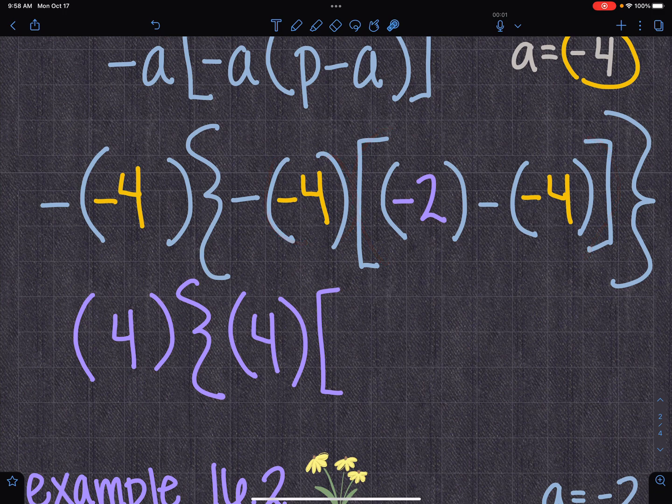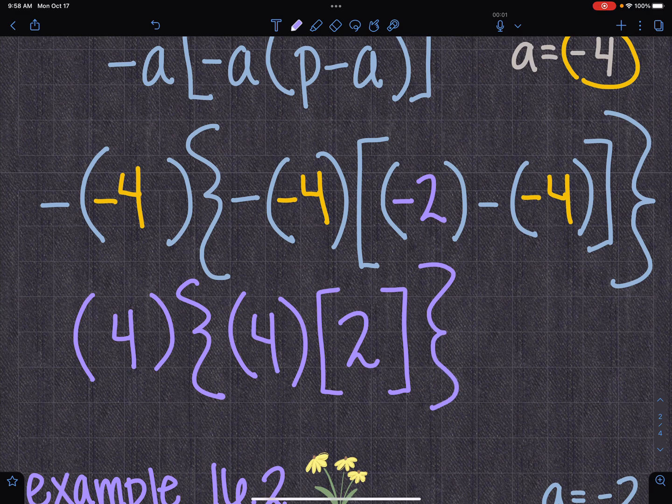All right, now let's simplify this part. This would be negative 2 plus a positive 4. So that's going to end up being negative 2 plus a positive 4. That's just going to be a positive 2. So I'm going to put a positive 2 here, and then bring the rest of those brackets down.